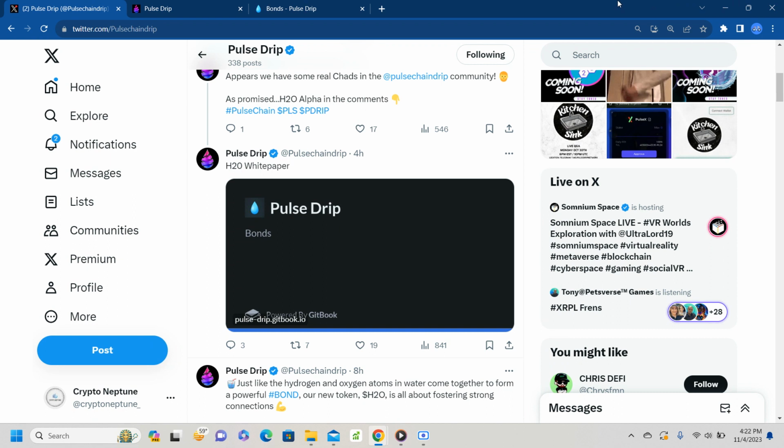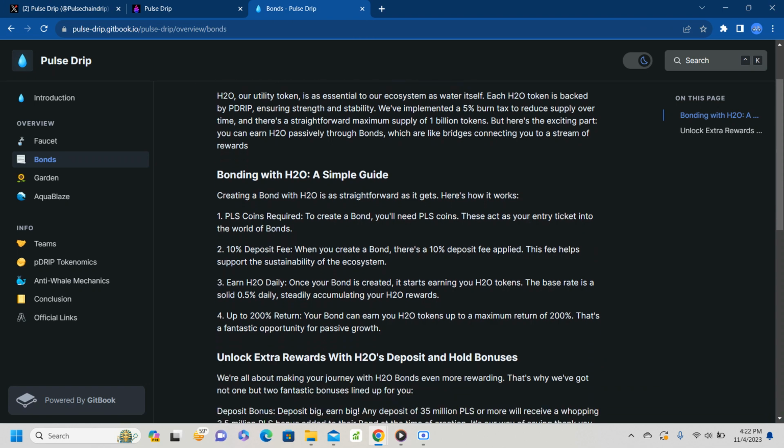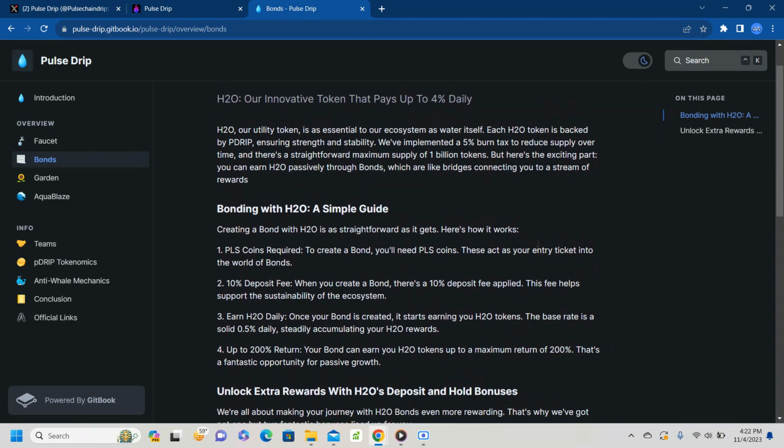So again, that is pretty awesome to see, the mechanics behind it. And Matt also said the longer the bond stake you have of your H2O, the more rewards that you'll get, paid up to that 200%. So let's take a quick look at the white paper.